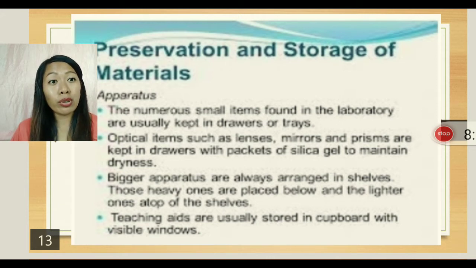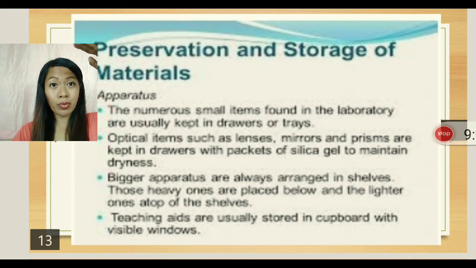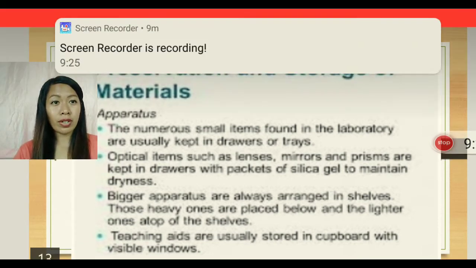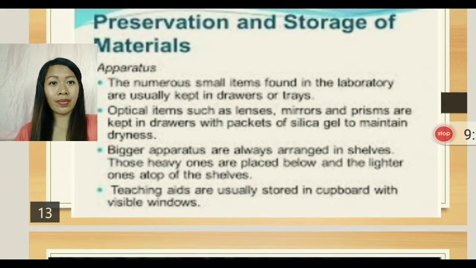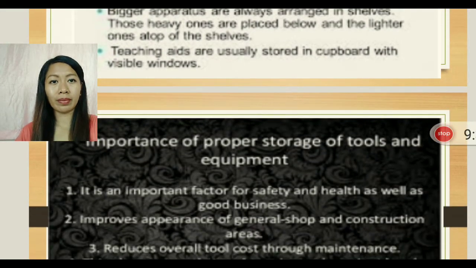And the bigger apparatus should be arranged in the shelves, wherein the heavy ones are placed below, and the light ones on top. Why? Because if in case the heavy ones shall fall down, it will not cause much damage, and for the lighter ones, if they fall down, there will be less damage of apparatuses. And stitching aids are usually stored in cupboard or visible windows.